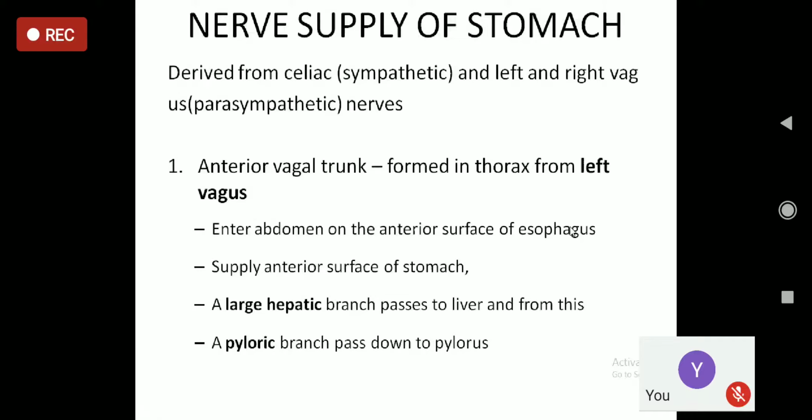Are you getting my point? What I'm trying to explain? See, when we studied about mediastinum, we have studied about right vagus and left vagus, isn't it? Now, when we study about the nerve supply of stomach, there is anterior and posterior vagal trunk. But the thing is, left vagus nerve is the one which runs in front of esophagus when it enters the abdomen, forming the anterior vagal trunk. Now I hope you are clear. Then this anterior vagal trunk supplies the anterior surface of stomach, which has one large branch known as hepatic branch, and from this hepatic branch, it gives pyloric branch to supply the pyloric part of the stomach.